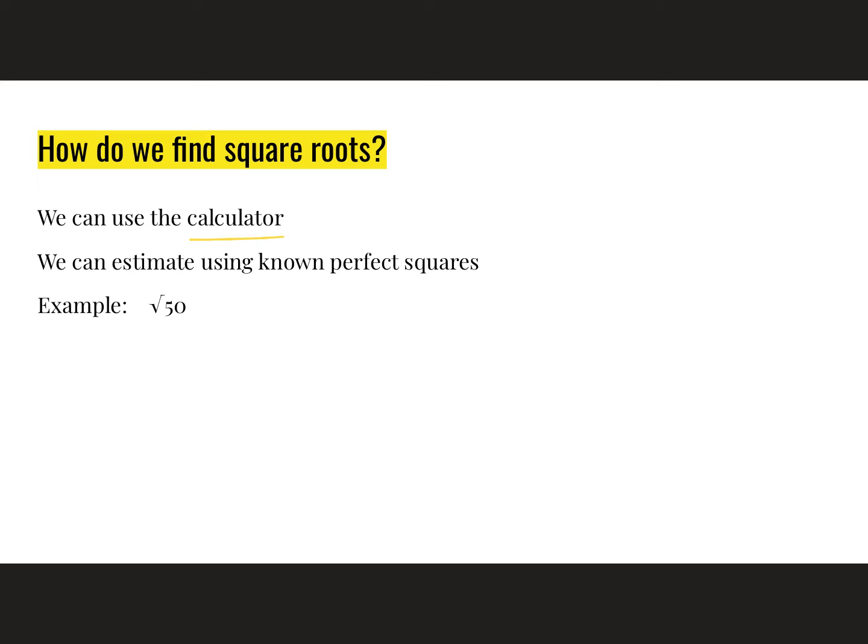Well, of course, we could use our calculator. We could also estimate using known perfect squares. So of course on our calculator, we're literally going to say, okay, the square root of 50, and we hit the equal sign, and it gives it to us. Please know on some calculators, you have to type 50 and then push the square root button. You'll get to know your calculator and know which way your calculator requires it.